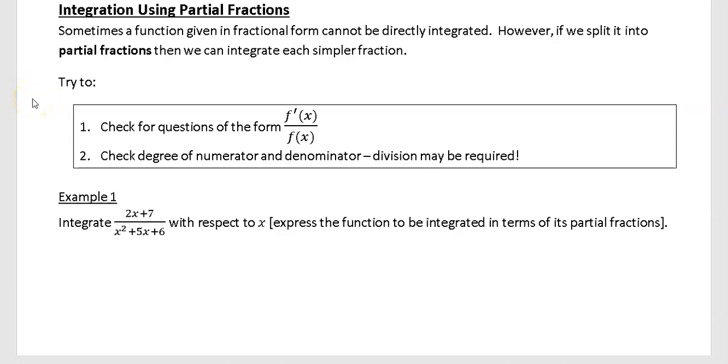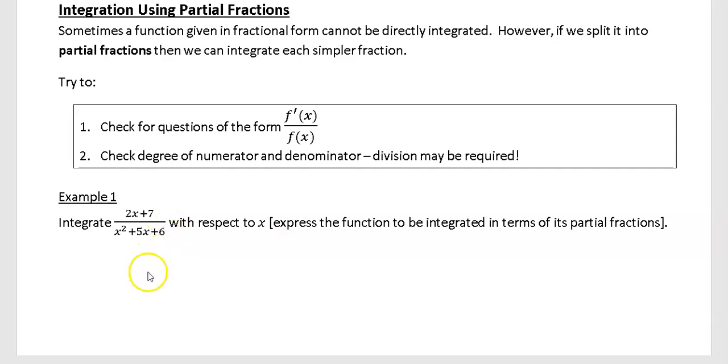Okay, in this video we're going to look at how we integrate using partial fractions. So the first thing, we're going to just jump straight to the example. We'll talk through any problems as we get to them. So it says integrate (2x + 7) over (x² + 5x + 6) with respect to x.